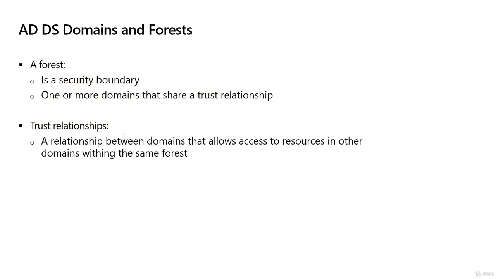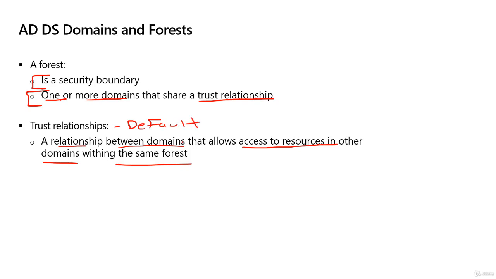A forest. A forest is a security boundary. We said a domain was an administrative boundary. It's also one or more domains that make up and share this trust relationship. Now that brings up the question, what is a trust? A trust is a relationship between multiple domains that allows access to resources in other domains within the same forest. Now, this trust is actually created by default. So it's not something you manually have to go create when you're setting up multiple domains in your forest, but we want to know what it is because that term will come up for us.